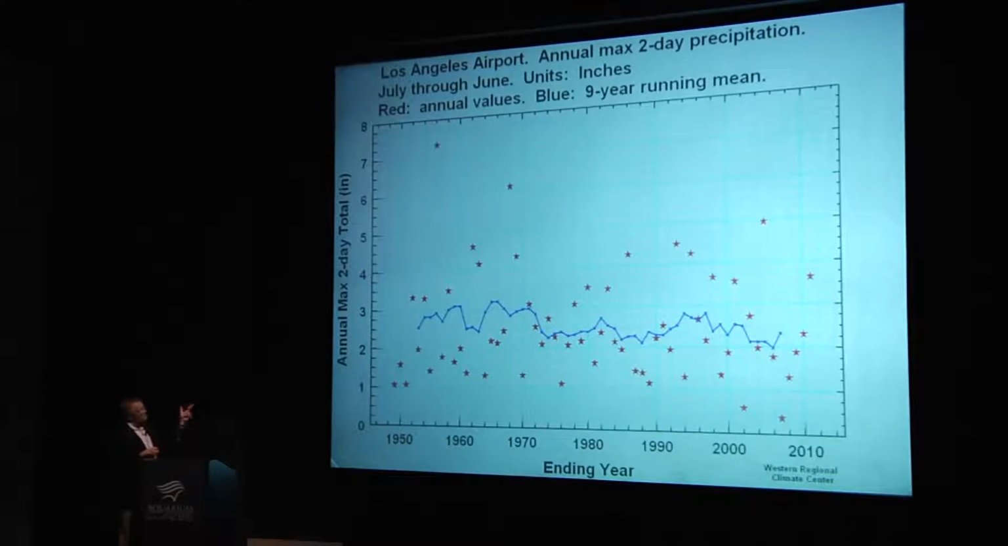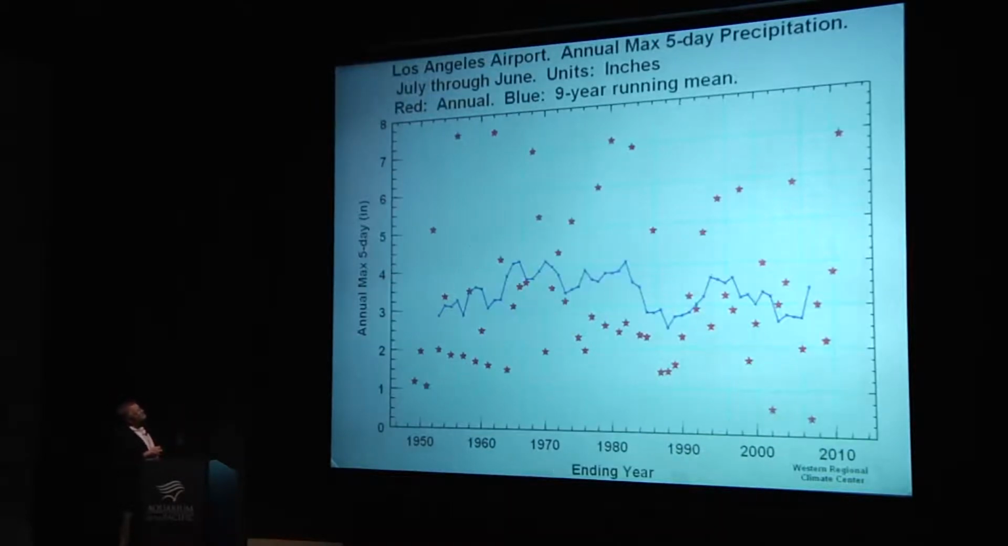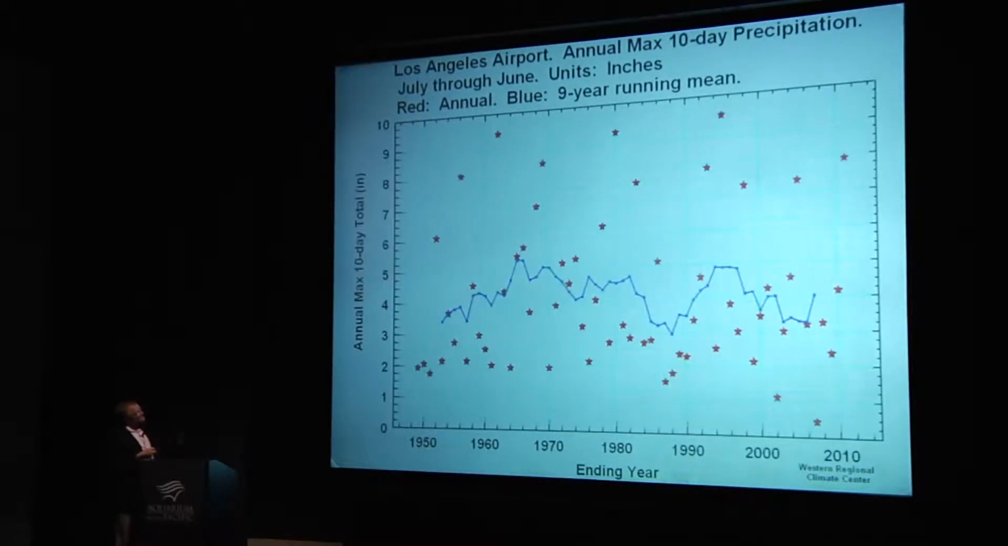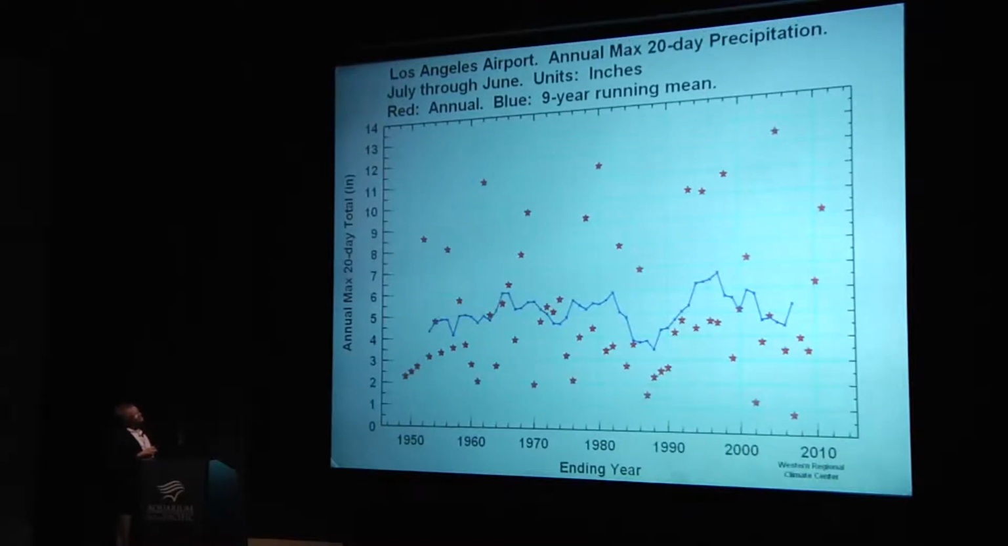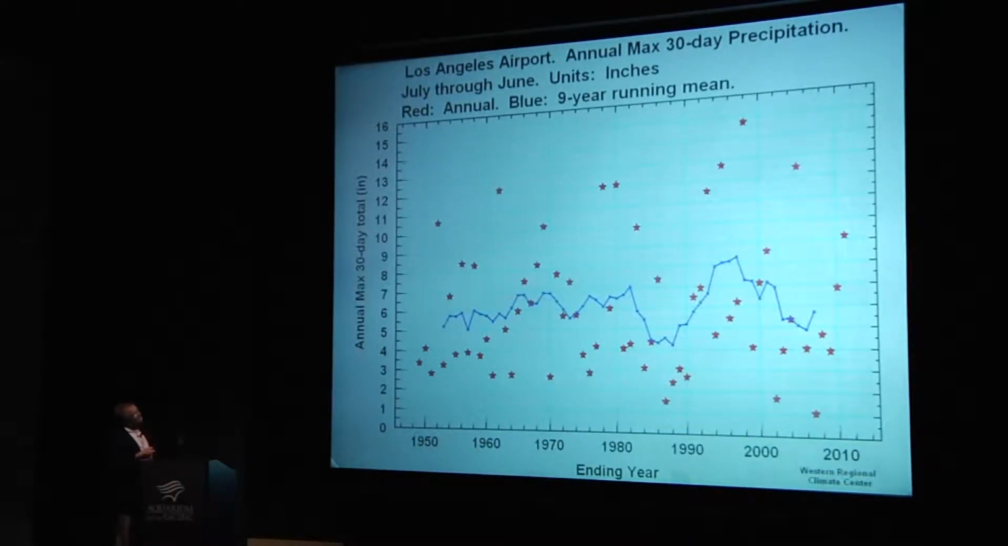The wettest 2 days of each winter. This goes from July through June. The wettest 5 consecutive days. The wettest 10 consecutive days. The wettest 20, and the wettest 30. I don't know. It's not obvious to me that it's going up or down.